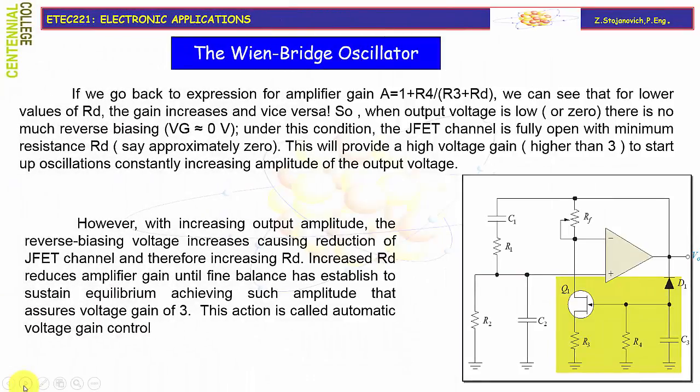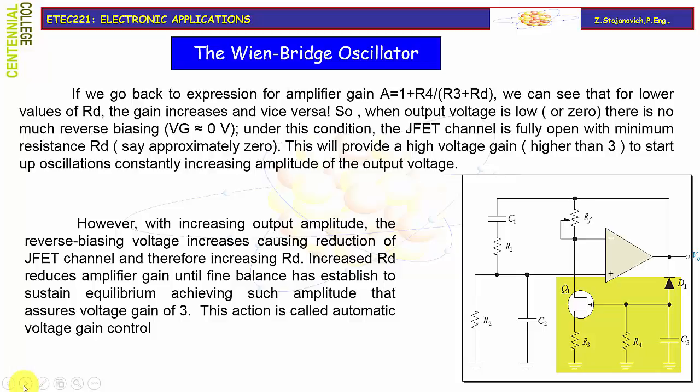If we go back to the expression for amplifier gain, A equals 1 plus R4 over R3 plus RD, we can see that for lower values of RD, the gain increases and vice versa. So when output voltage is low or zero, there is not much reverse biasing. VG is approximately 0 volts. Under this condition, the JFET channel is fully open with minimum resistance RD, say so low, approximately 0.